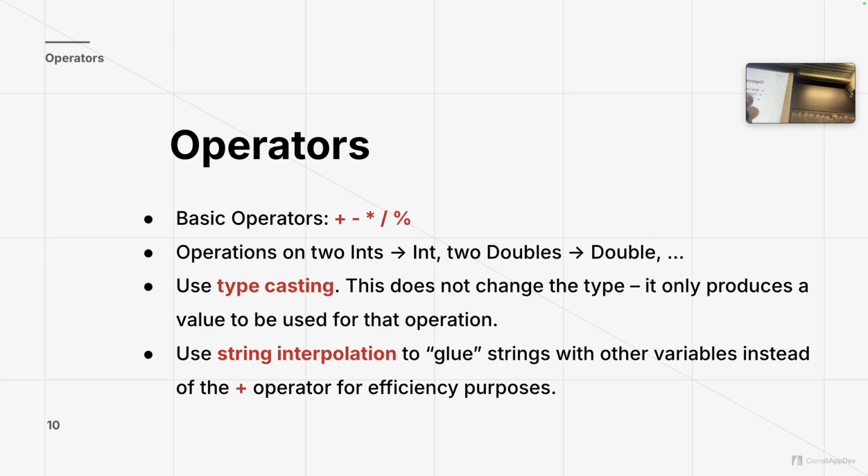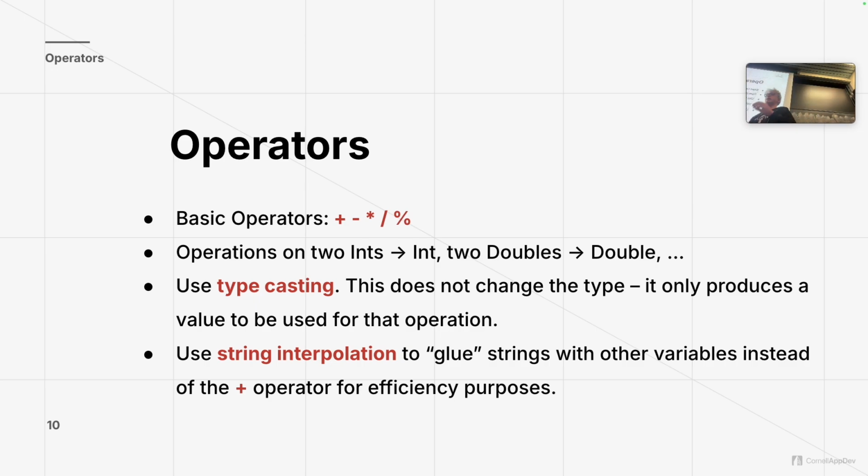I didn't show modulus, but what modulus does is it gets the remainder. So let's see, 5 remainder 2 would be 1, right? Because if you long divide 5 and 2, you get 1 as the remainder. So that's kind of what that percent sign does. And like I said before, operations on 2 integers will give you back an int. Operations on 2 doubles will give back a double. And if you have 1 double and 1 int, it'll give you back a double. And typecasting, kind of what we explained before, basically doesn't change the type. It just produces the value to be used for that operation.